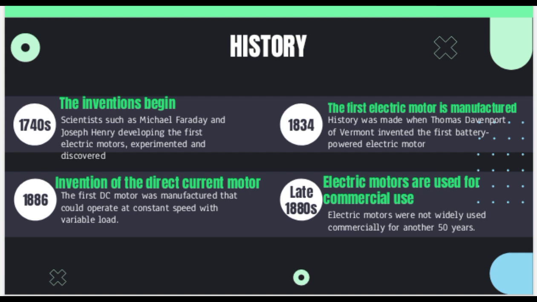1886. Invention of the direct current motor. The first DC motor was manufactured that could operate at constant speed with variable load.